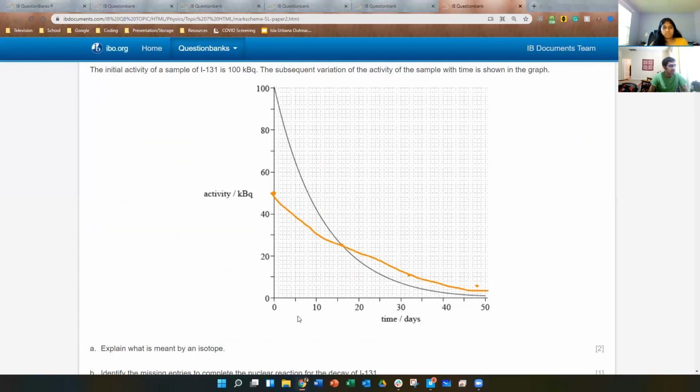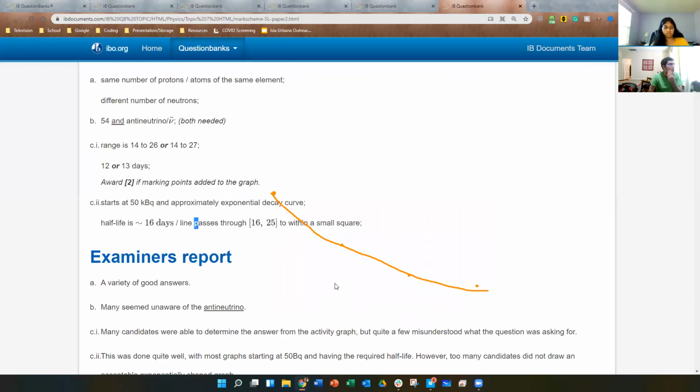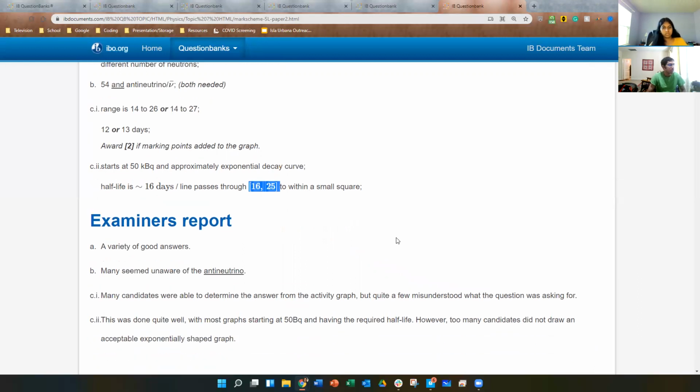So they want it through 16, 25. We did that. Starts at 50 and approximately exponential. Like this one, they just needed you to do the first point, but sometimes they require you to do more, so it's better to do as many as you can on there.